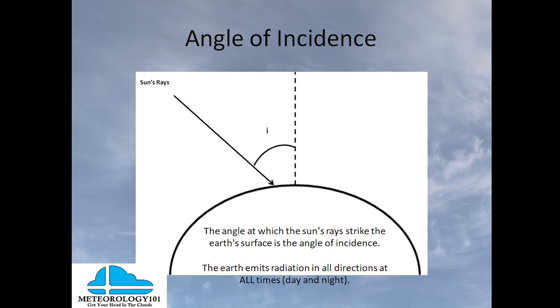So the angle of incidence is, incoming solar radiation from the sun hits the earth, usually hits the earth directly at the equator. It's hotter at the equator, and then as it spreads out in an angle over the earth, since the earth is a sphere, there's less incoming solar radiation toward the poles. So that's why it's colder at the poles. The earth emits radiation in all directions at all times, day and night. The earth is a sphere, so it is always emitting and absorbing radiation in different parts of the earth all the time.